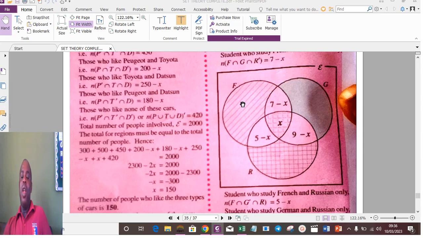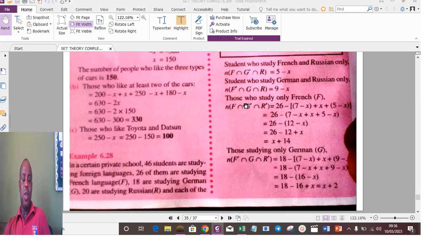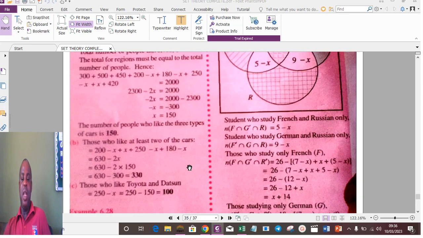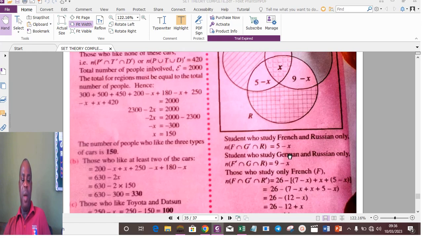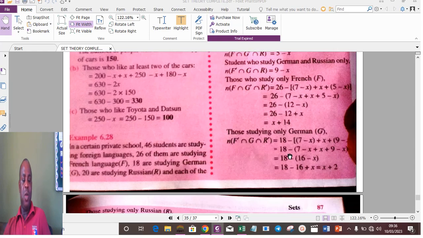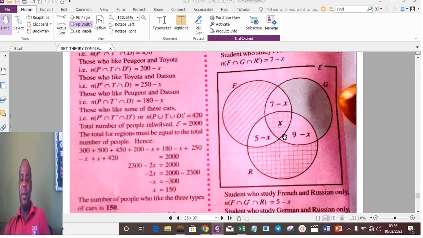So now, since all these people are studying French, we want to find those who are studying French only. That one is easy now. You've just been given those who are studying French. They are 26, meaning that you add these 3, 1, 2, 3, and subtract from 26, and you get French only. Now for German only, how many are studying German? We are told that 18 are studying German. Add all these things together, 1, 2, 3, subtract from 18, you get here.